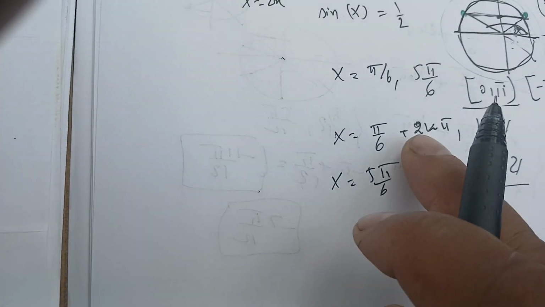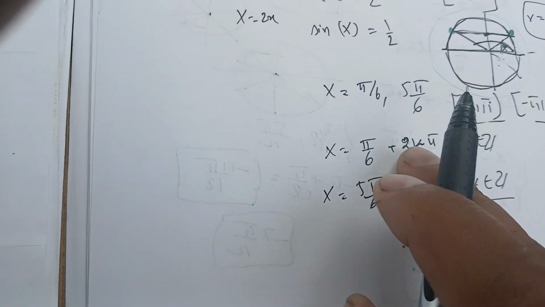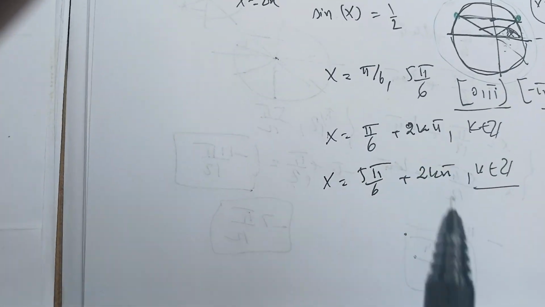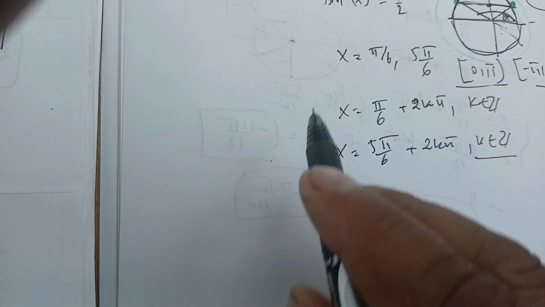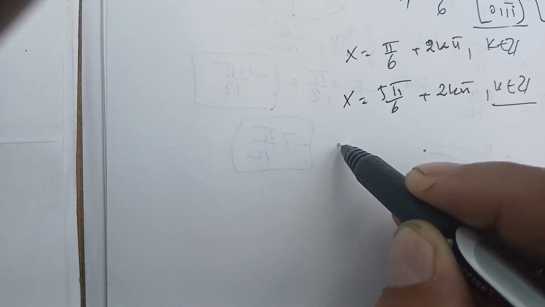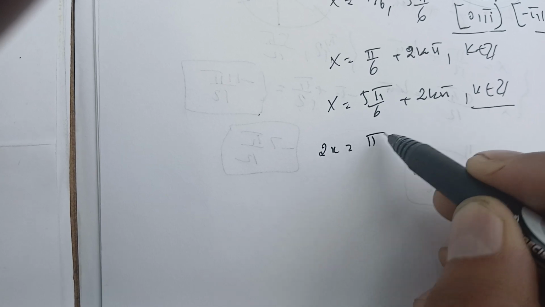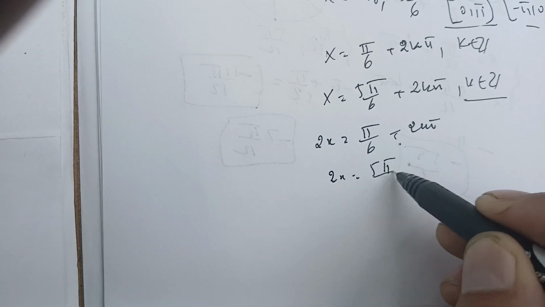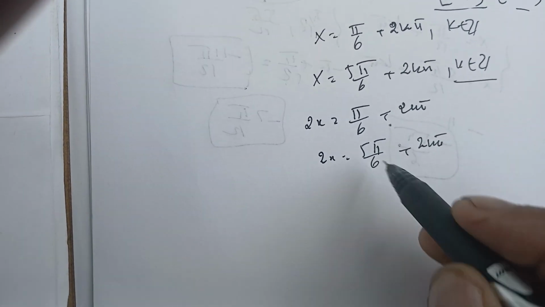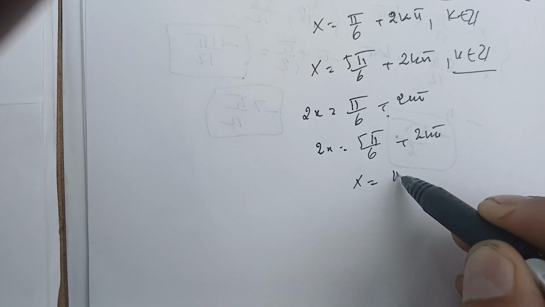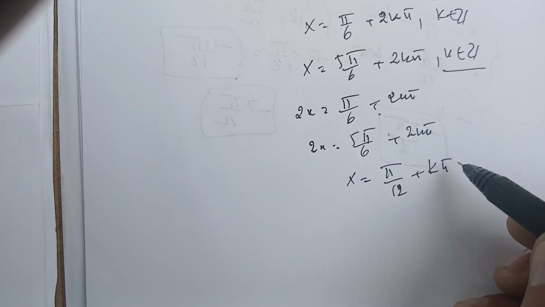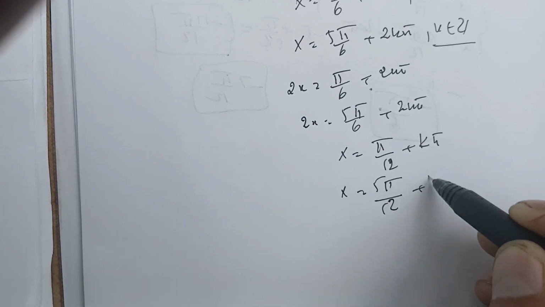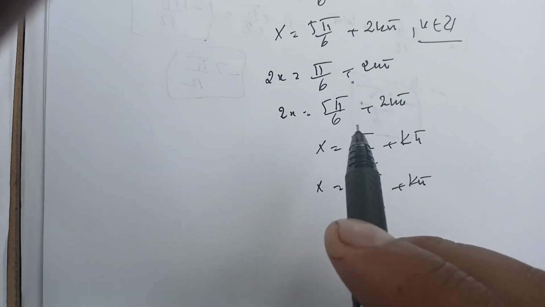Okay, so let's solve here. But our problem is not in this case. We are solving for 2x, so let's switch to 2x. So 2x is pi over 6 plus 2k pi, or 2x is 5 pi over 6 plus 2k pi. That means x is either pi over 12 plus k pi, or x is 5 pi over 12 plus k pi.